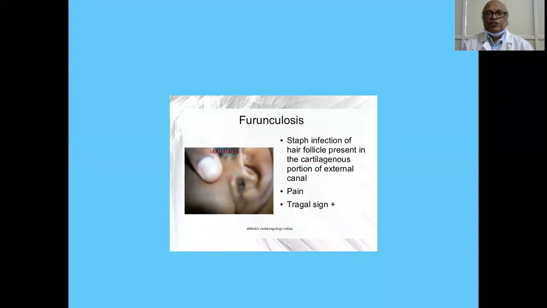Next is furunculosis. What is a furuncle? Furuncle is nothing but staphylococcal infection of the hair follicle. Where are the hair follicles situated? Hair follicles are situated on the outer 1/3 of the external ear. So, when there is a furuncle in the ear, it is very, very painful.